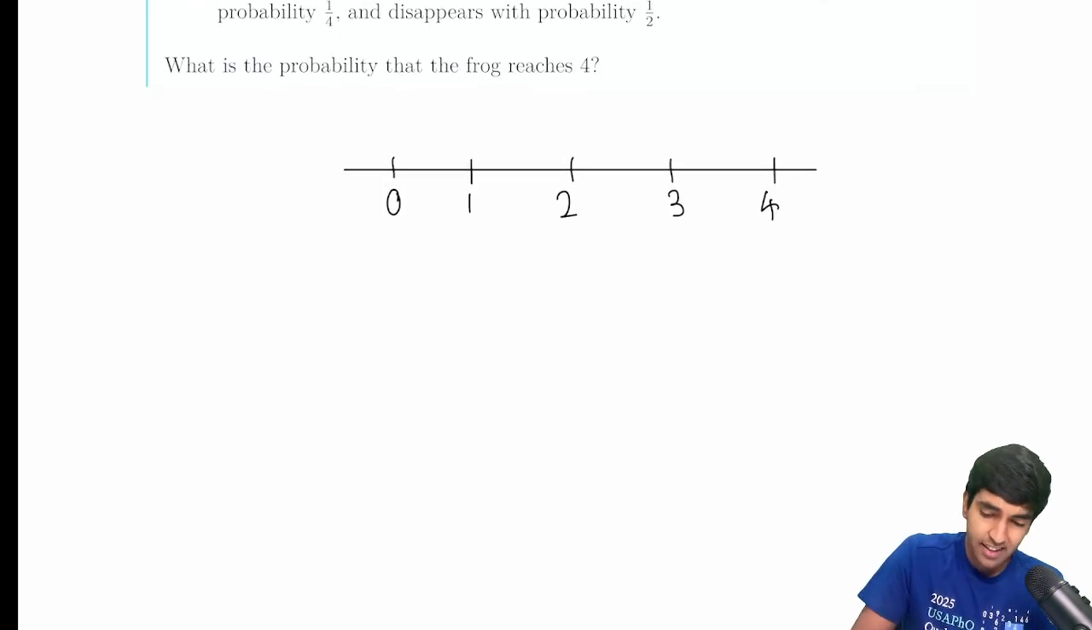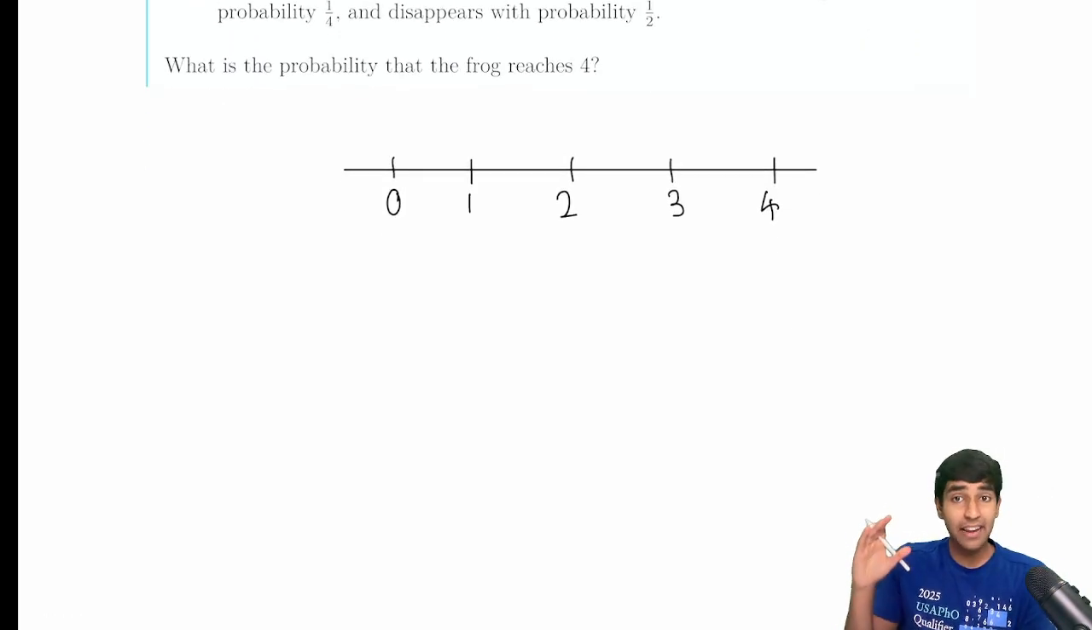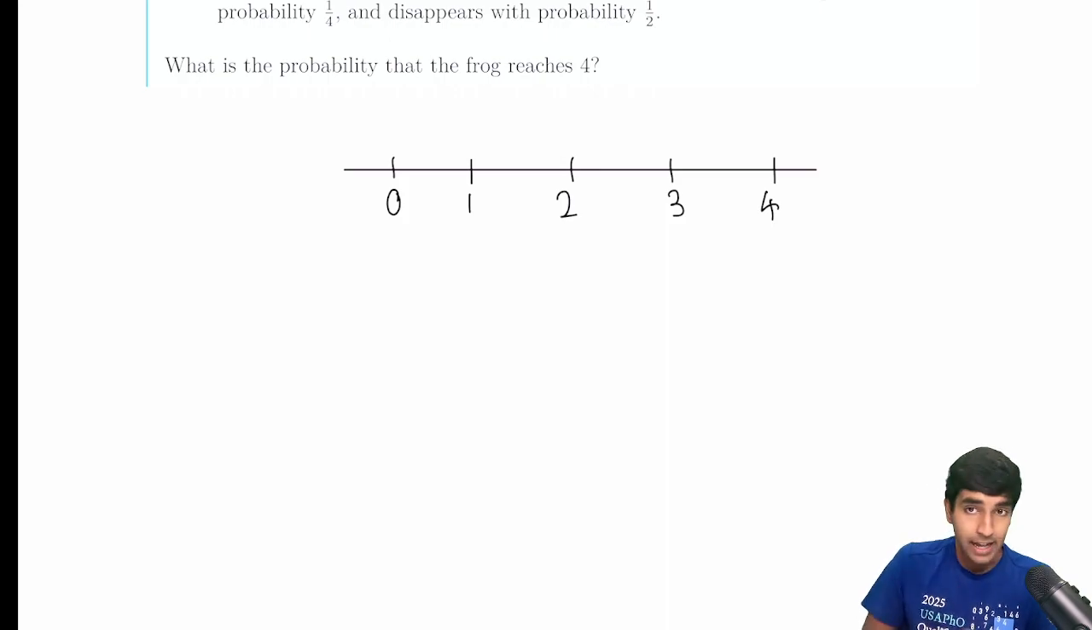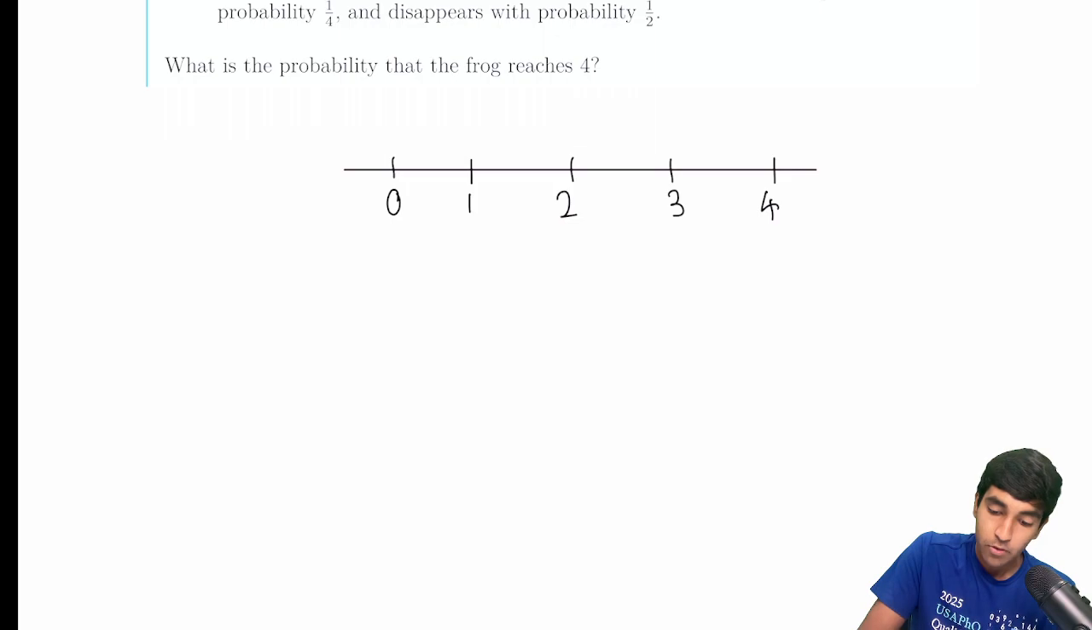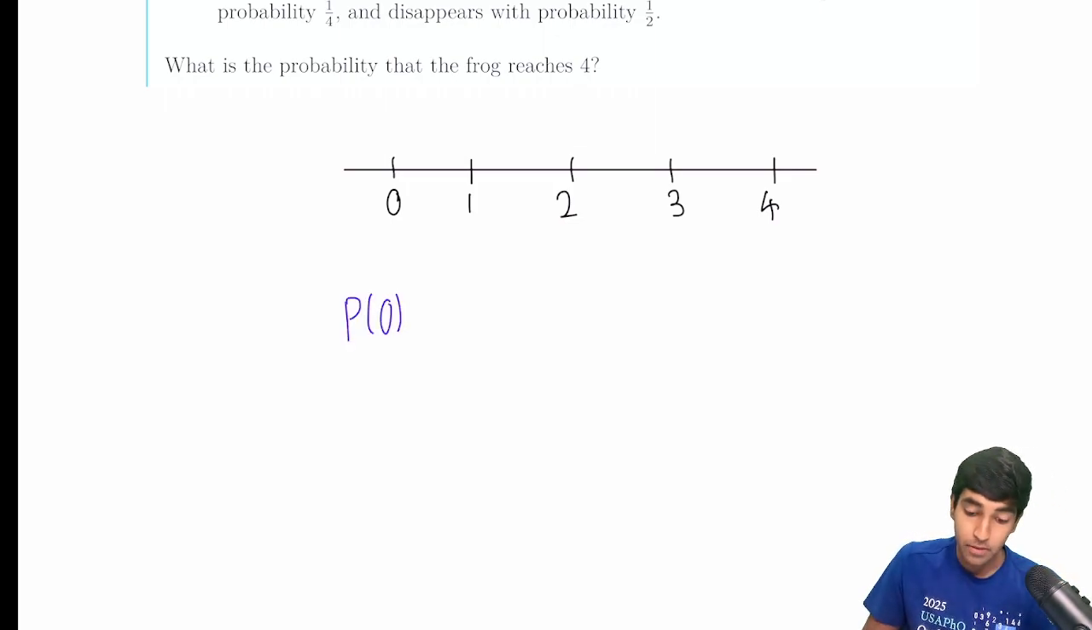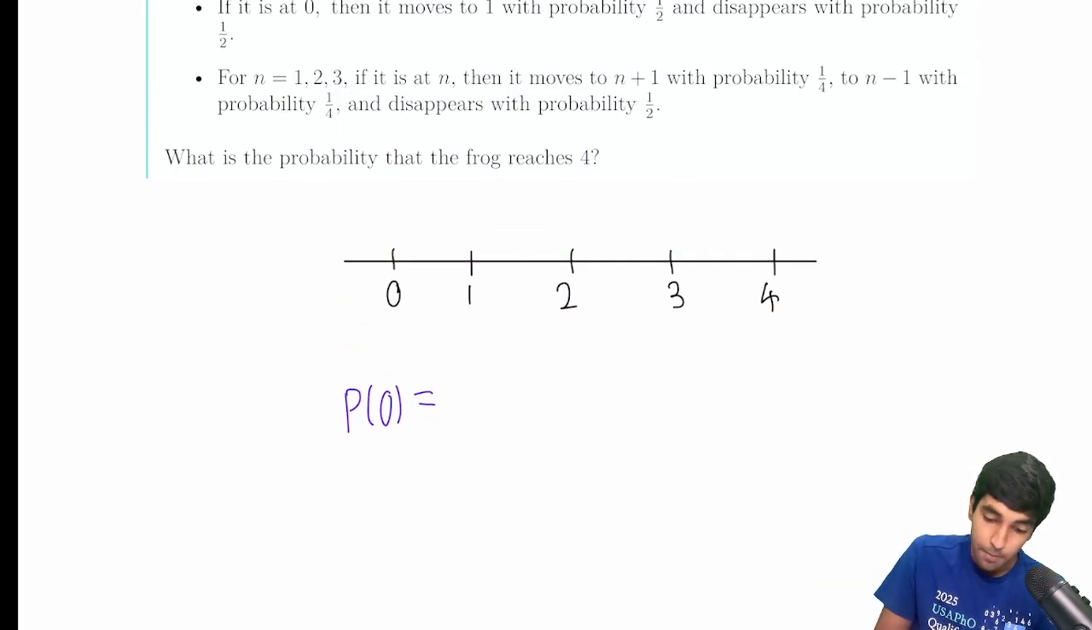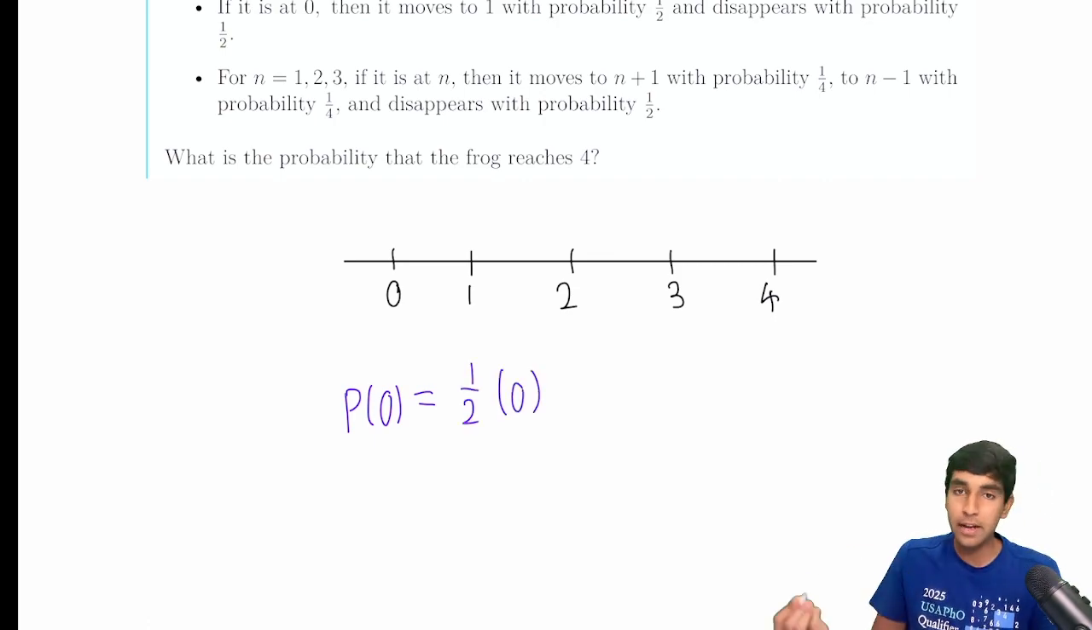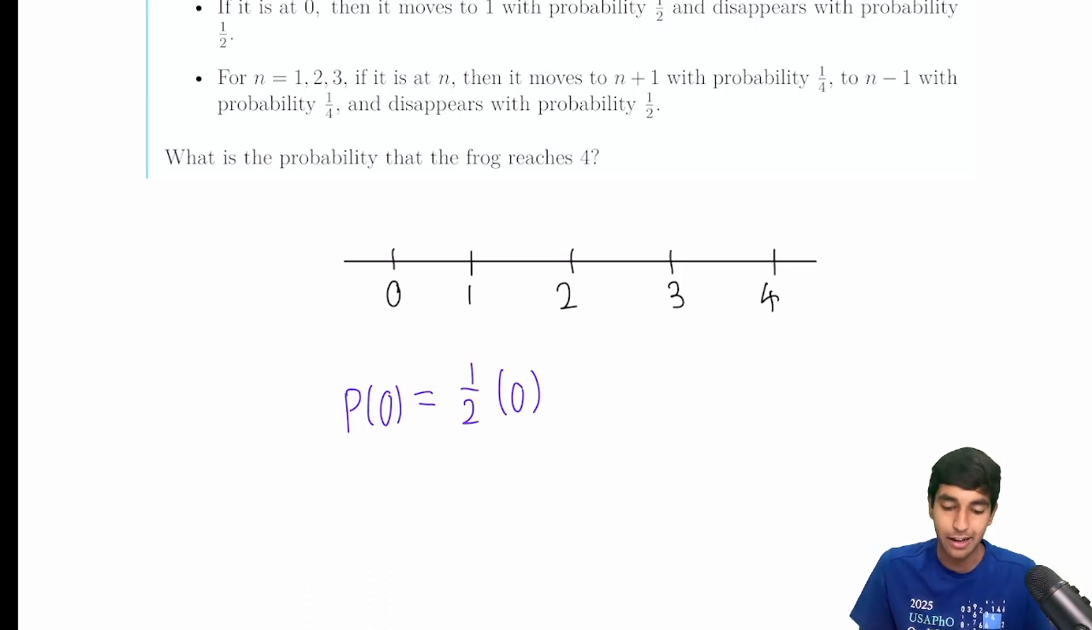Okay, so this is kind of a standard states problem. The trick is just to set up your equations and solve them. That's it. So let's say P of 0 is the probability of reaching 4 from point 0. The probability of reaching 4 from point 0 is, well, there's a half chance we just disappear, and if we disappear, we have a 0 chance of reaching 4.